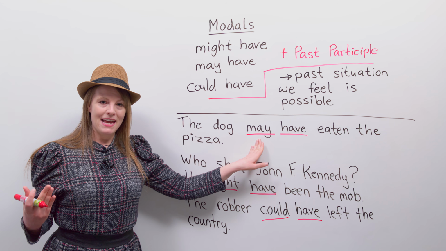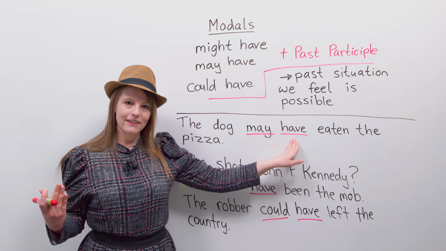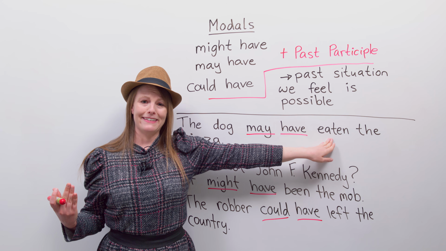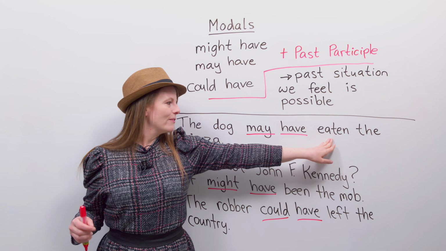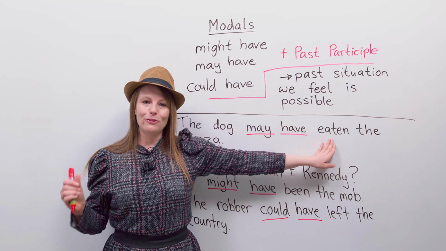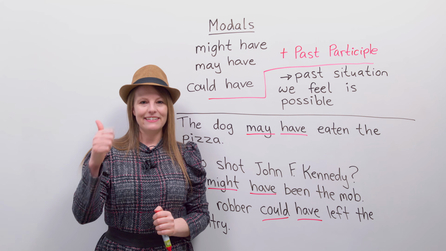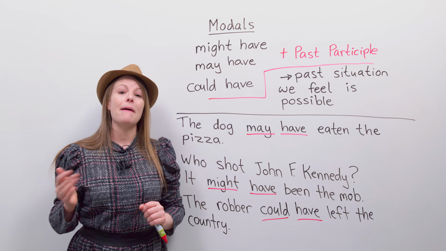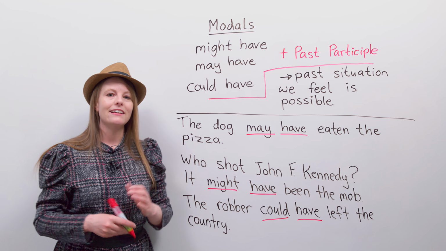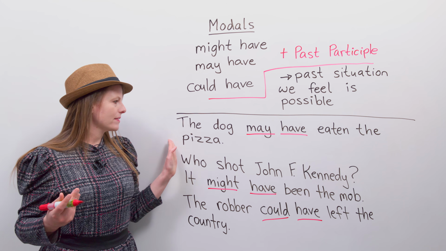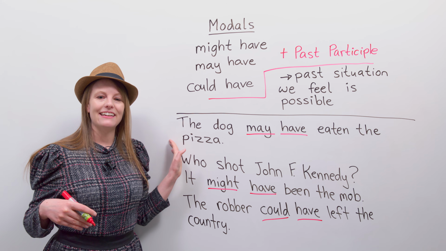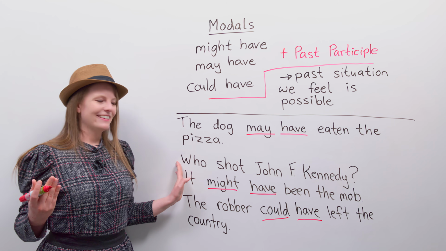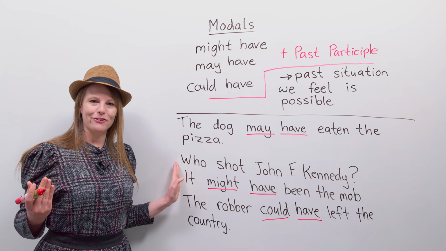So this is how we use may have. You'll notice we have may, have, and then our past participle. What verb is this? Well, if you said eat, you are correct. Eat, ate is the past tense, and eaten is the past participle of eat. Okay, great. So the dog may have eaten the pizza. Let's look at the next mystery. Oh, this is a big mystery.